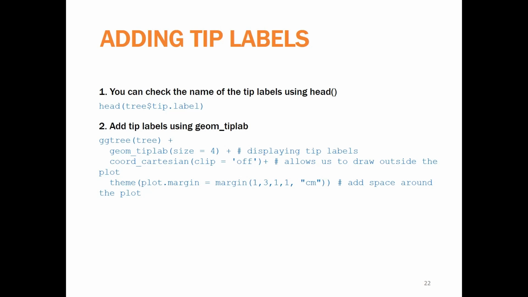If we add tip labels using geom_tiplab again, we're going to set the size to 4. And then there are two other arguments I'd like to add. One is coord_cartesian, I think that's how it's pronounced, with clip off. This allows us to draw outside the plot. If not, sometimes your tree will get cut off by the R plotting system. Another one is theme, using plot.margin. This creates a margin around the plot, so it helps it not get cut off. It keeps some space around the plot. But we're focused here on geom_tiplab.